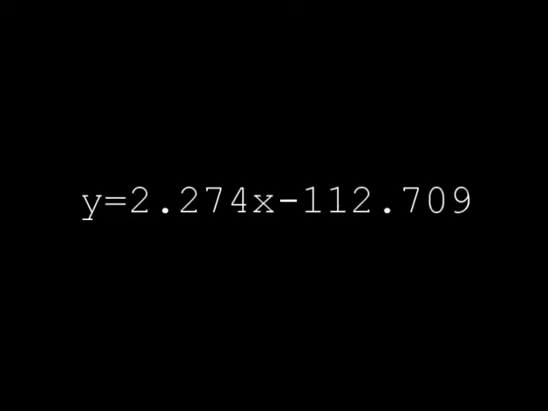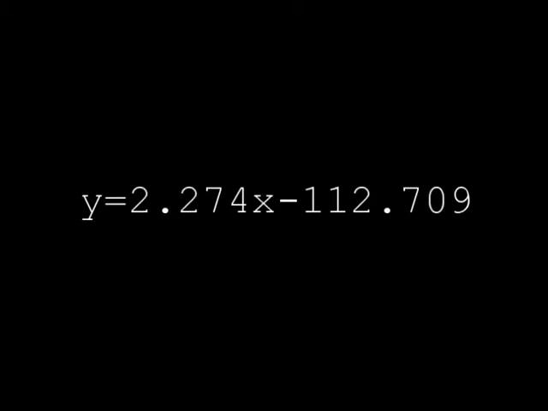My linear equation for this research was y equals 2.274x minus 112.709. I used technology to find this equation. My slope was 2.274. This slope represents the number of powerboat registrations per manatee death.